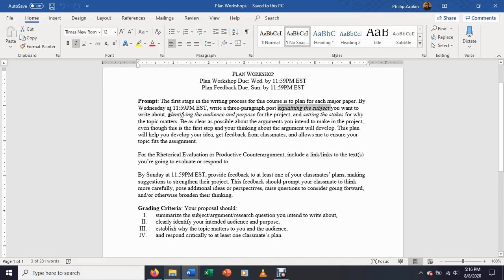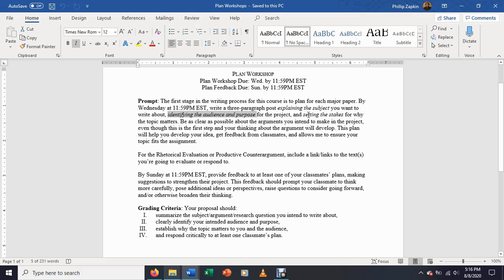The second paragraph, you're going to identify the audience and purpose for your project. Who would be interested in the argument that you're making? Who would want to know more about this? And why do you want to write it? Why is it something that you are driven to do?